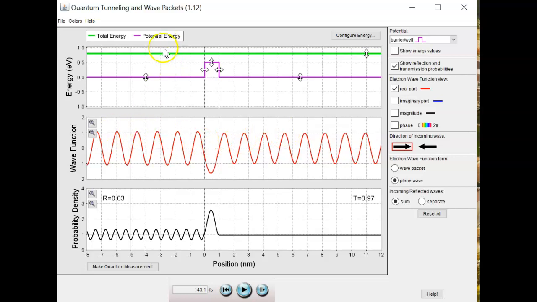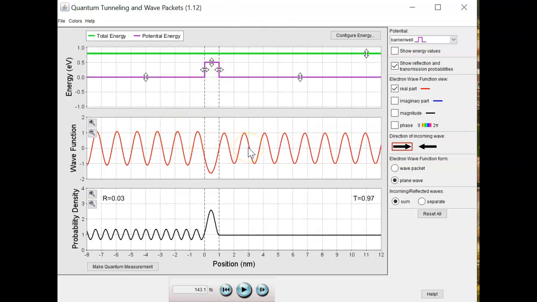Another way to think about it is looking up here. That green band is the energy of the plane wave. It is always staying the same. So I can't stress this enough. This is a very, very common misconception that even after doing the simulation and doing this activity, I find many students have this wrong. The energy of the particle is the same on the left and the right.